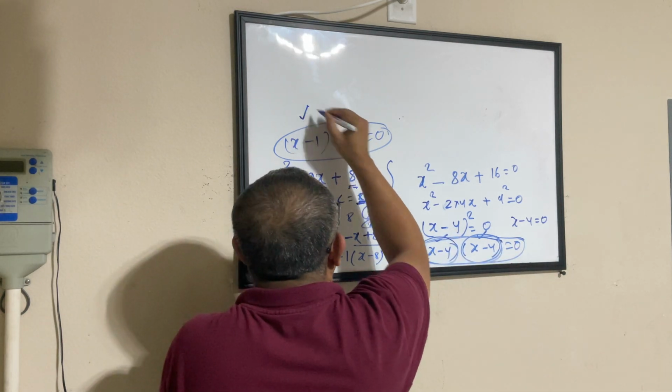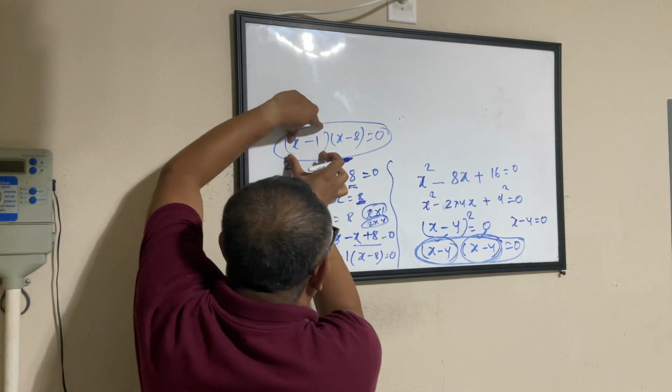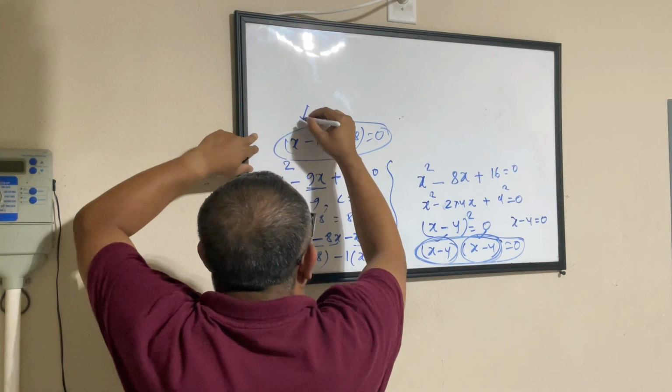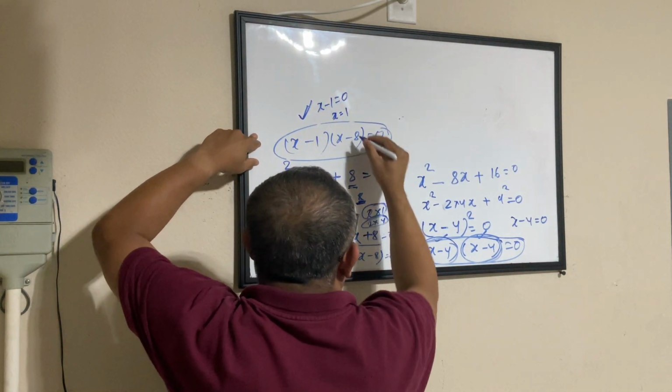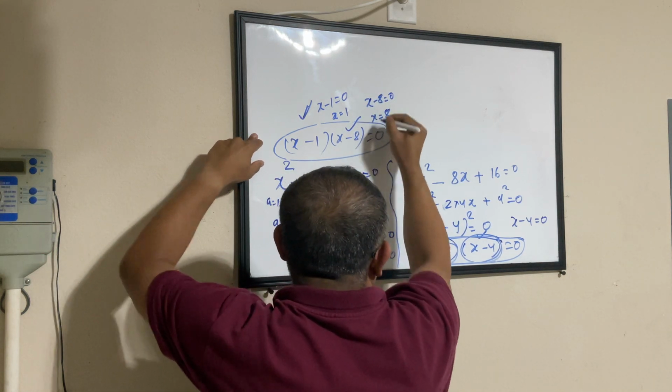This one says, okay, either this part is 0 or this part is 0. X minus 1 is 0 or x minus 8 is 0. So when x minus 1 is 0, x is 1. When this is 0, meaning x minus 8 is 0, x value is 8.